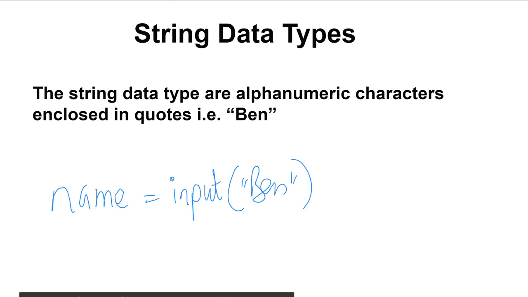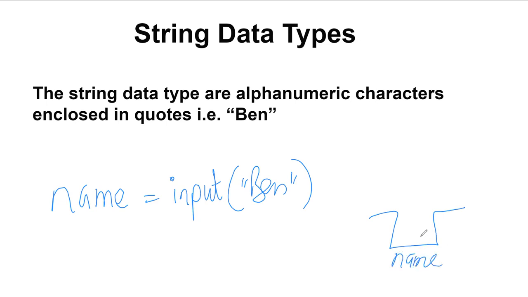The string data type are alphanumeric characters enclosed in quotes. So in this example, the variable name is bound or holds the value Ben. The string value Ben is enclosed in quotes to tell Python that this is a string.